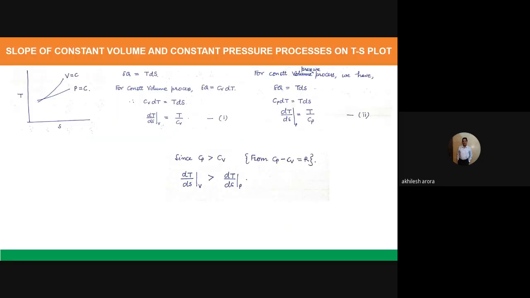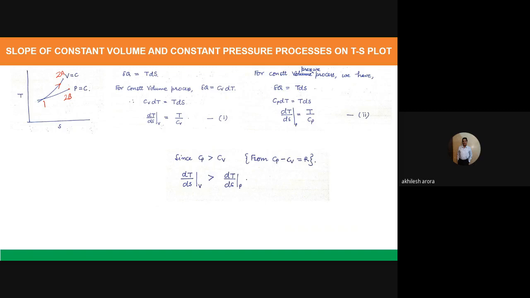Now let me tell you why we have drawn constant pressure and constant volume with different slopes. So basically now I am going to discuss the slope of the constant volume and constant pressure processes on a TS plot. As I have told you, if this is the state point 1, then the constant volume process will go along this side. I can say it is 1 to 2A and it is 1 to 2B. You can see the slope of both the processes is different. 1 to 2A shows the constant volume process, whereas 1 to 2B shows the constant pressure process.